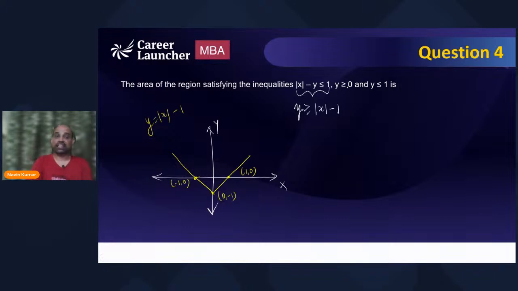Next, it says y greater than equal to 0. Now, y equal to 0 is nothing but the x-axis. So when we say y greater than equal to 0, the next part that we need is this. And then we have y less than equal to 1, so y equal to 1 is going to be this. So this is the equation y equals 1, and this part is y equals 0. Now, since we're talking about the area that is bounded within, can we say we are talking about this particular region?